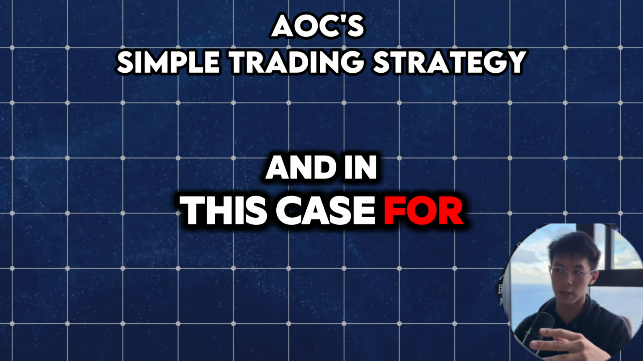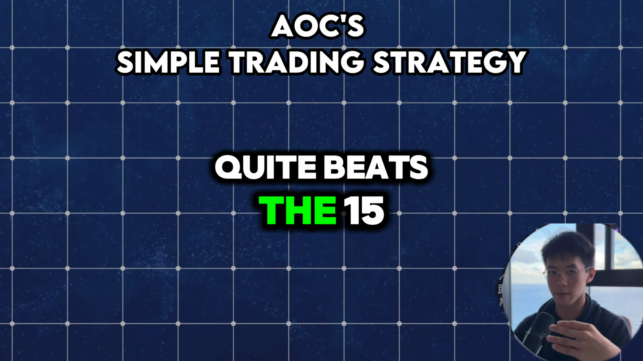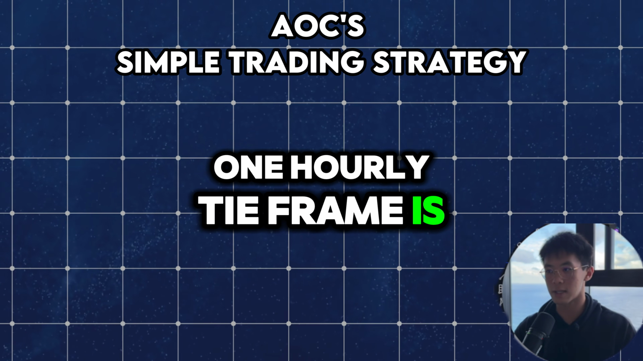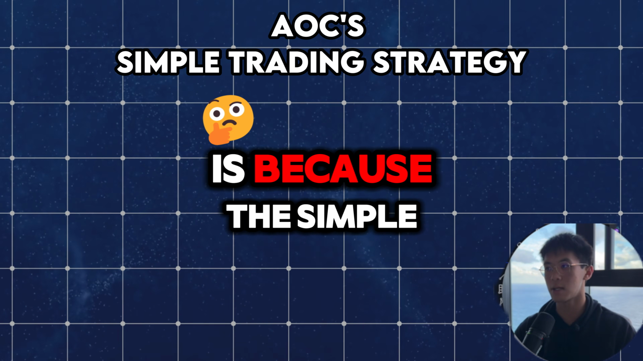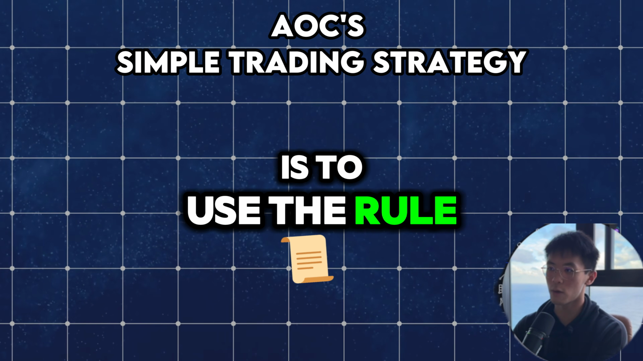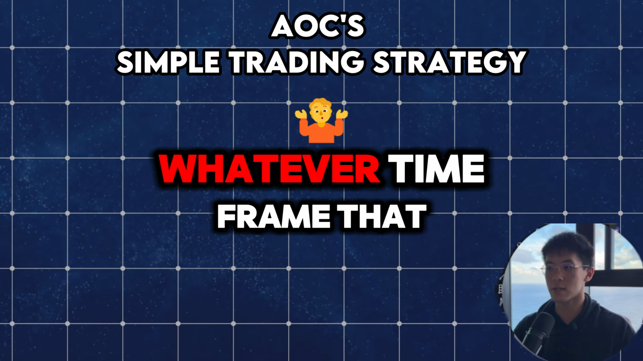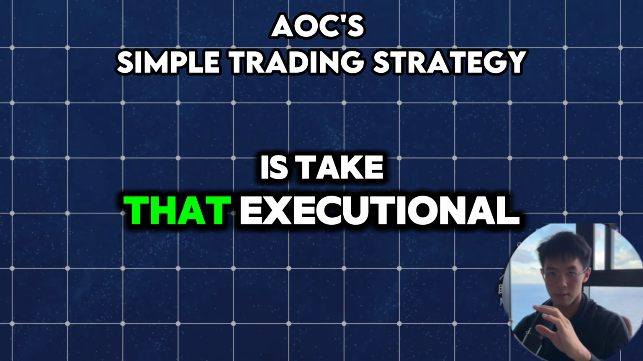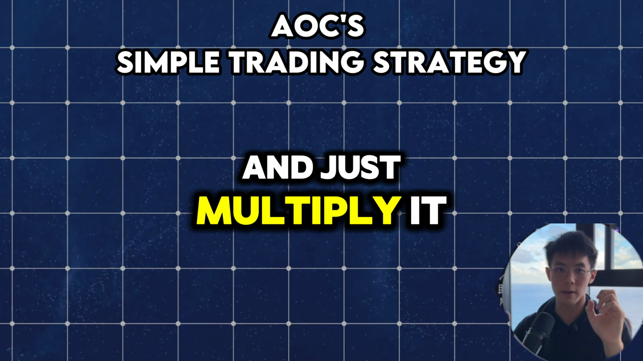And in this case, for day trading, I don't think anything quite beats the 15-minute chart for execution. And the reason why the 1 hourly time frame is the higher time frame in this case is because the simple rule that you want to follow when it comes to time frames is to use the rule of 4 to 6, meaning whatever time frame that you choose to execute on, the ideal higher time frame is take that executional time frame and just multiply it by 4 to 6.